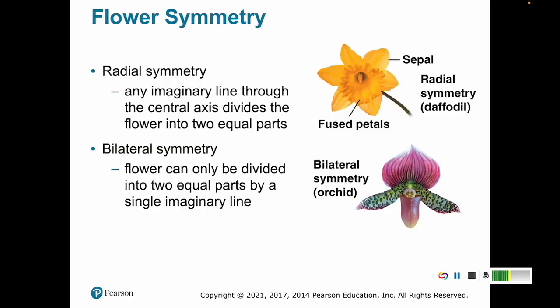Flowers have different types of symmetry. They can be radially symmetric, which means any line going through the middle of it gives you 2 equal symmetric sides. Or they can be bilaterally symmetrical, which means there's only one line that will divide it into 2 equal parts. Whether they're radially symmetric or bilaterally symmetric also has a big impact on what kind of animals are able to pollinate it, what type of insects are able to get to the pollen or get to the different parts of that flower to pollinate it.